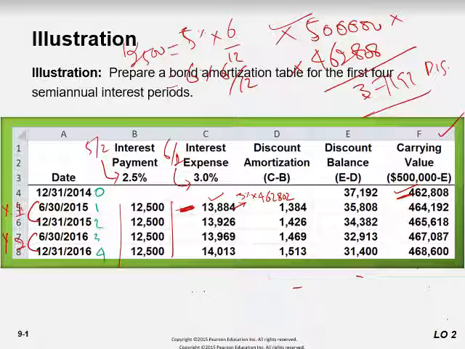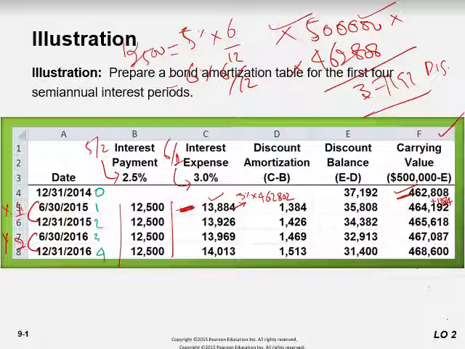That discount is going to be added to the value of the bond. Why? Because the discounted price eventually will go up, and at maturity it will be equal to the face value of the bond. Okay, so this discount is added up. So when you add 1,384 here, it will be 464,192.